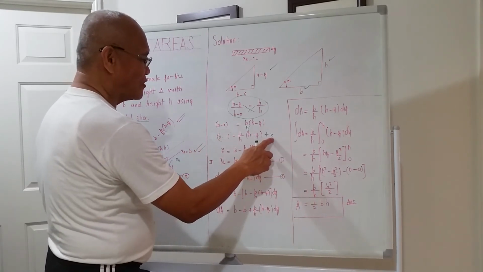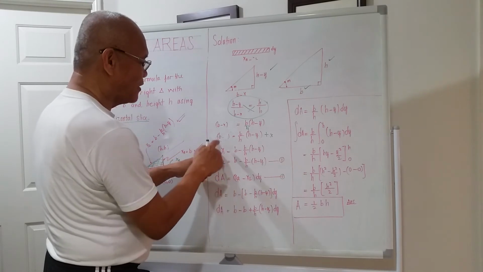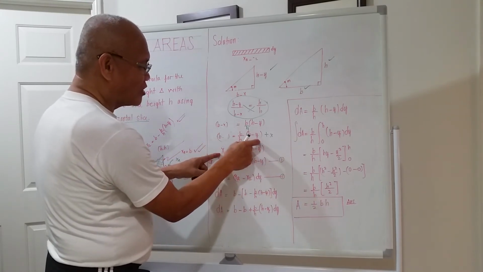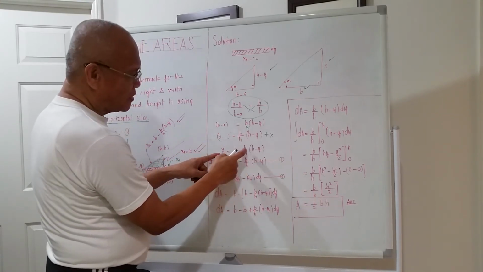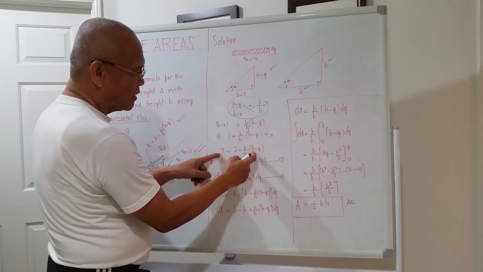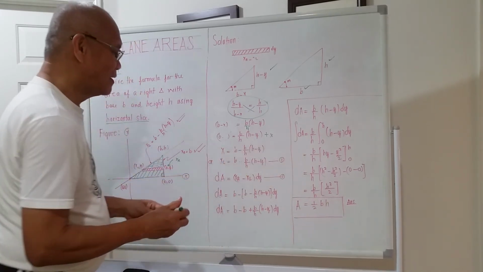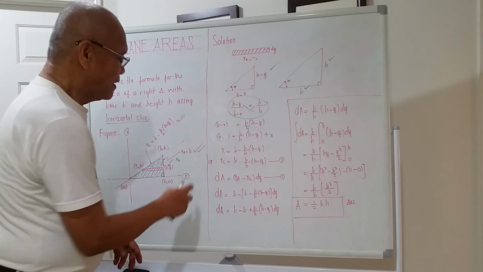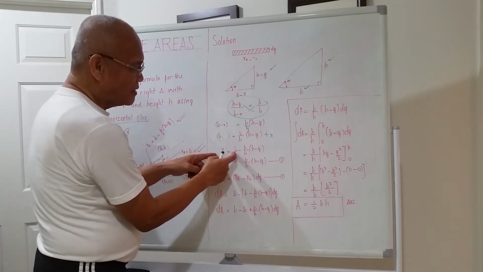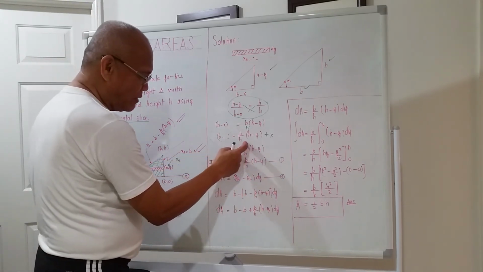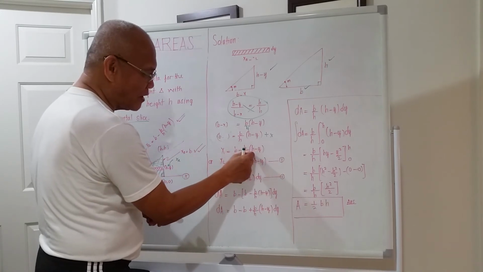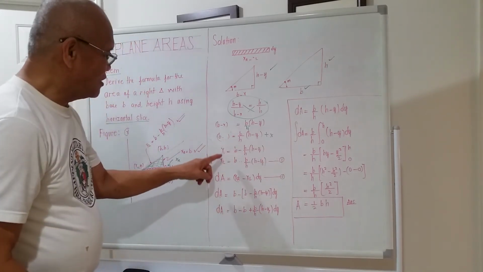We solve for x, right? So x now will be base minus the transpose value of this. That is b over h times the quantity h minus y. Okay? X is actually the given base minus the given base over h times the quantity h minus y. But what is this x?